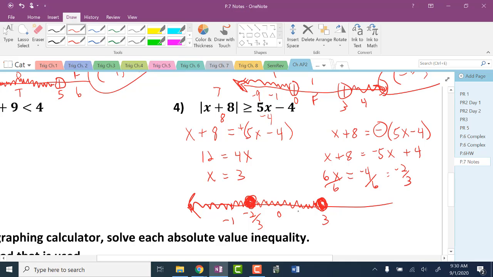Might want to check another one, like 2. I'm freaking out here. 2 plus 8 is 10. 2 times 5 is 10, minus 4 is 6. 10 is still greater than 6. That's still true. What? Then when I plug in 4, let's see what happens with that, and I'll erase some of these. 4 plus 8 is 12. And then 5 times 4 is 20. 20 minus 4 is 16. There's my first false. This is wild.